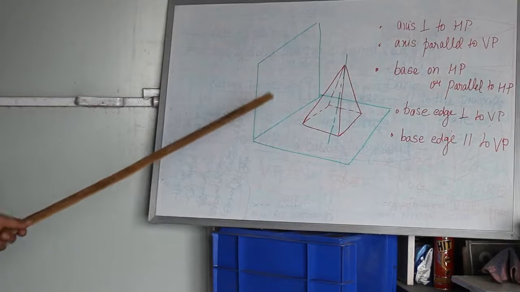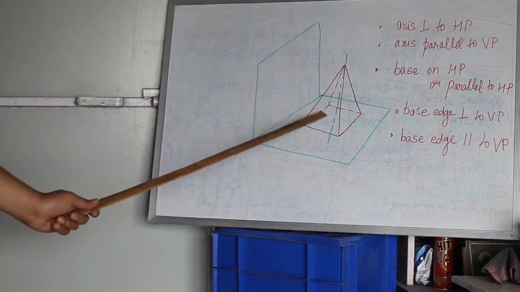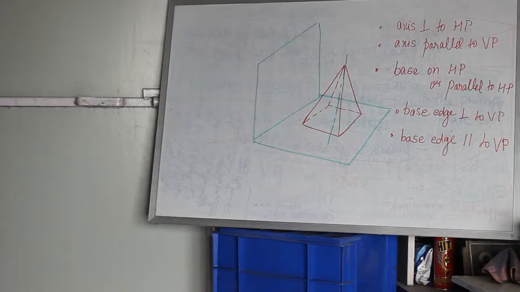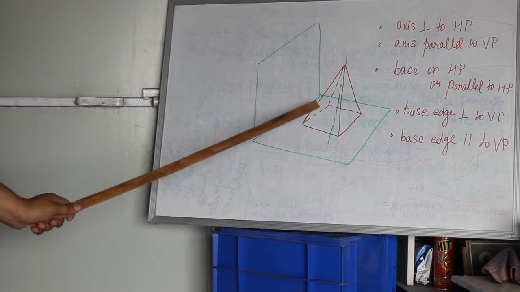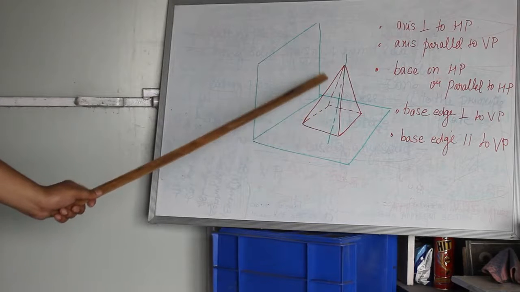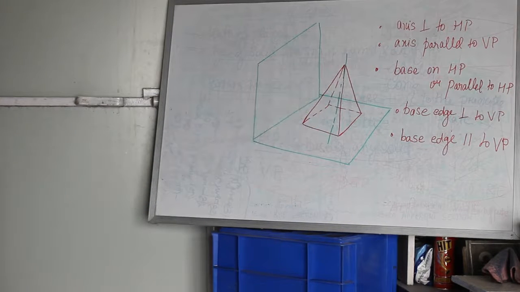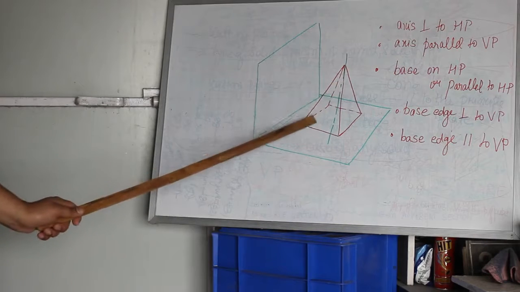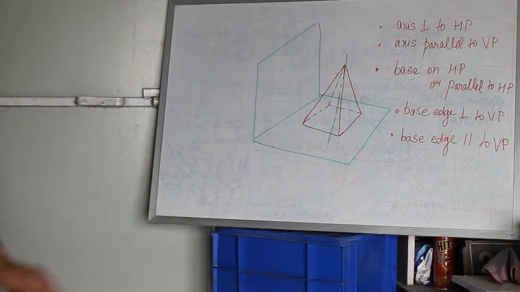In another example, I've taken a solid. Can you guess the name of the solid? How will you guess the name? It's a square base and triangular faces, so it means it is a square pyramid. So in this square pyramid, I've taken the following assumptions.